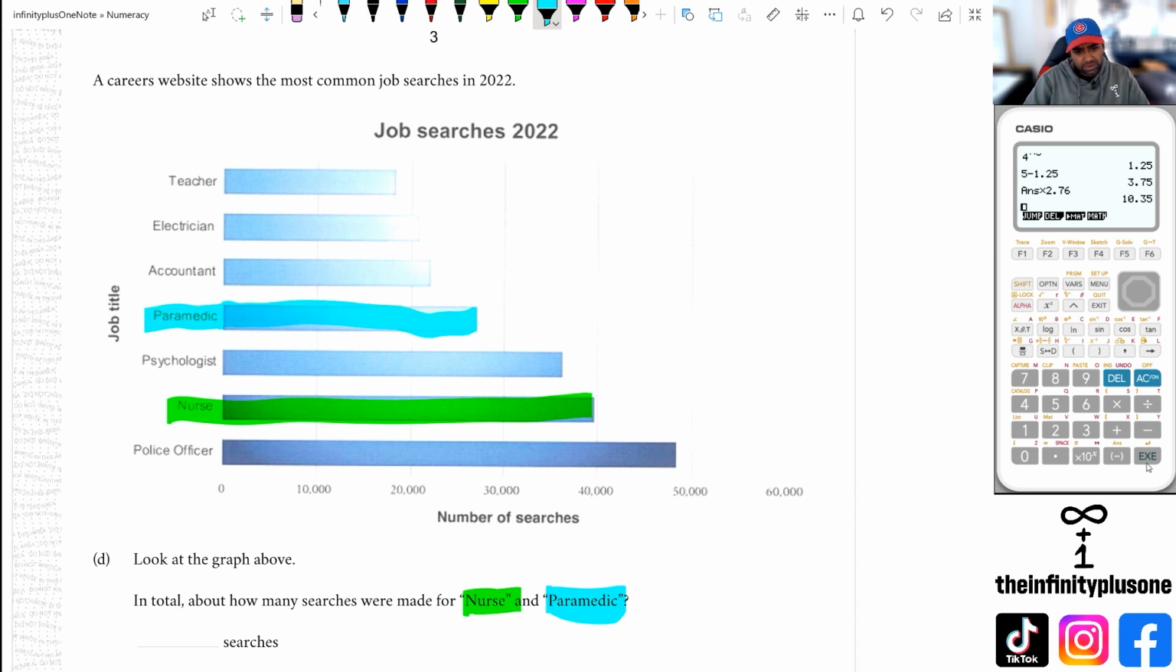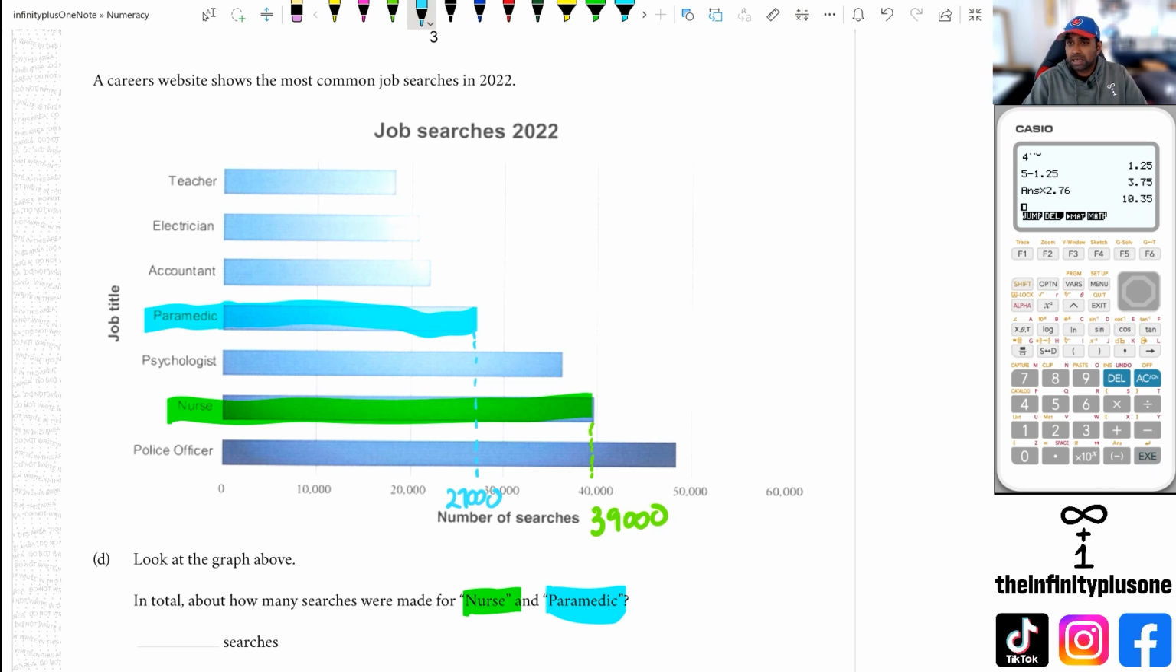And we're looking at roughly the total of how many searches were made for nurse. So for the nurse, I am going to just draw this little green line roughly here. And for the paramedic, roughly the blue line there. Looking at this, for the nurse, it's probably close to 40,000, but not 40,000. So I probably would go with something like, and again, this is an estimate, remember that, 39,000. And as for the blue, it looks like 27, 28 maybe.